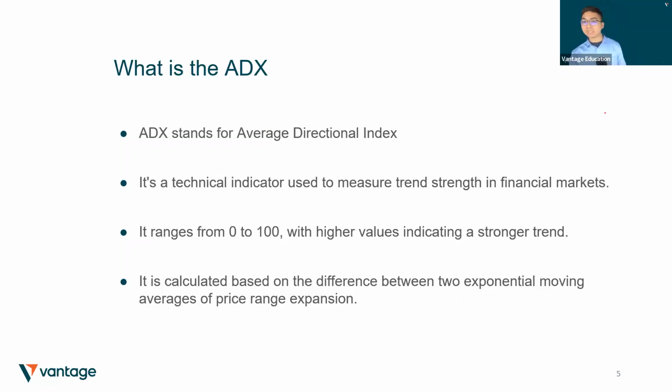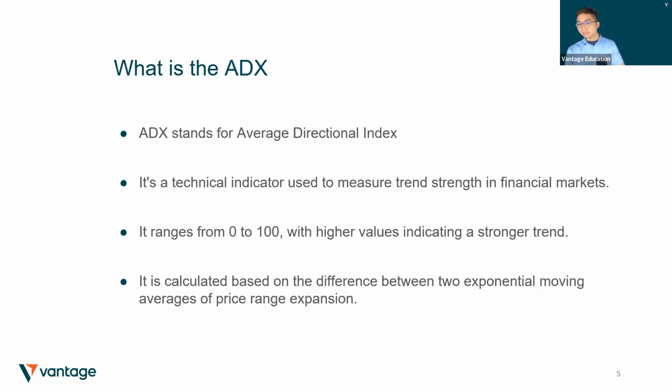So what does ADX mean? It stands for Average Directional Index, and it's a tool used to measure the strength of a trend in financial markets. Think of it like a thermometer for the market. The higher the ADX value is, the stronger the trend. It ranges from 0 to 100, with values above 50 indicating a strong trend. Simply put, the ADX helps traders determine whether the market is trending or ranging, allowing them to make informed trading decisions.